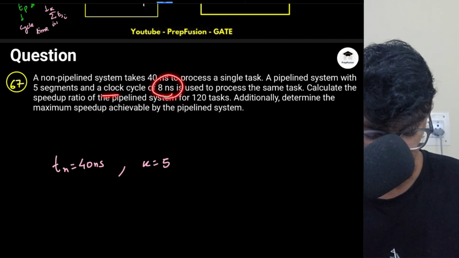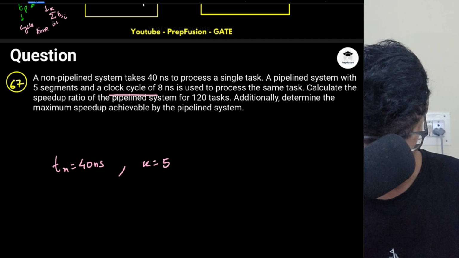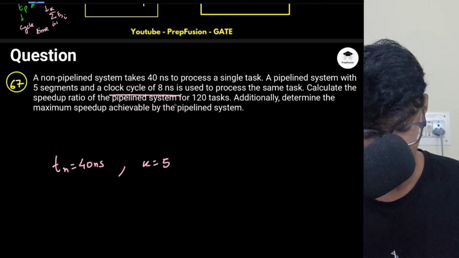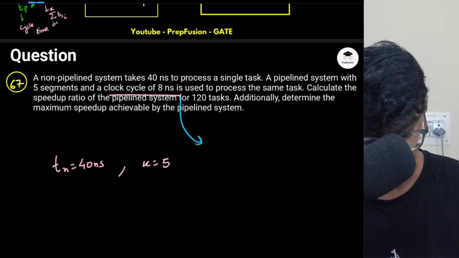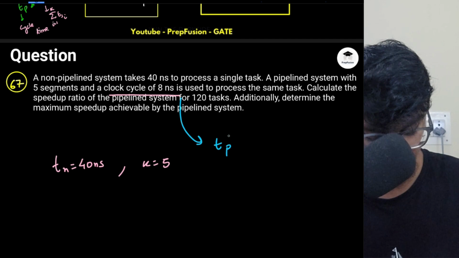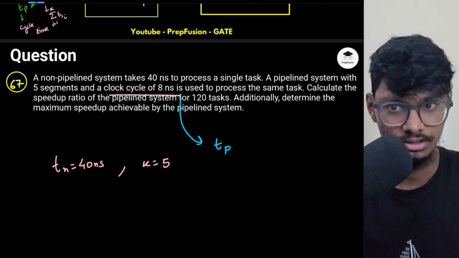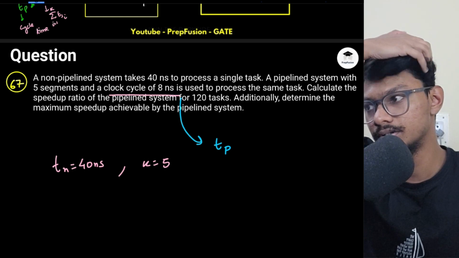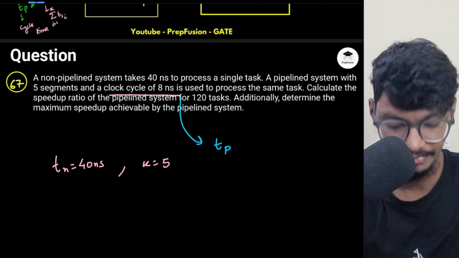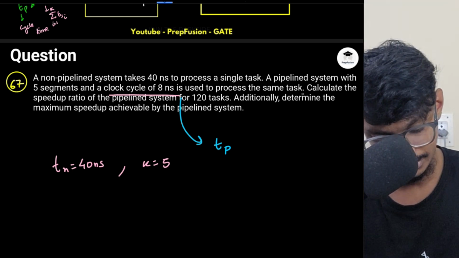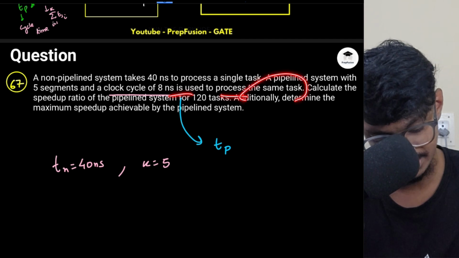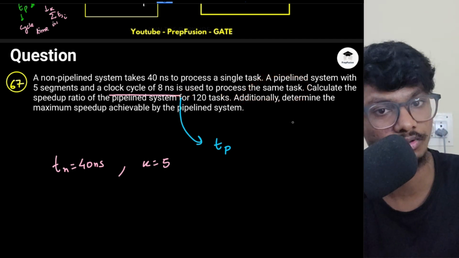And a clock cycle of 8 nanoseconds. Whenever they say clock cycle, assume this to be your TP. TP is the time taken for each cycle to occur. So clock cycle is this, and you will assume this to be TP only. Next, it is used to process the same task.